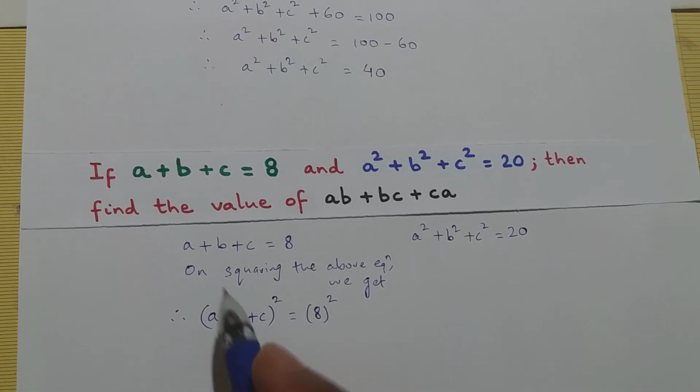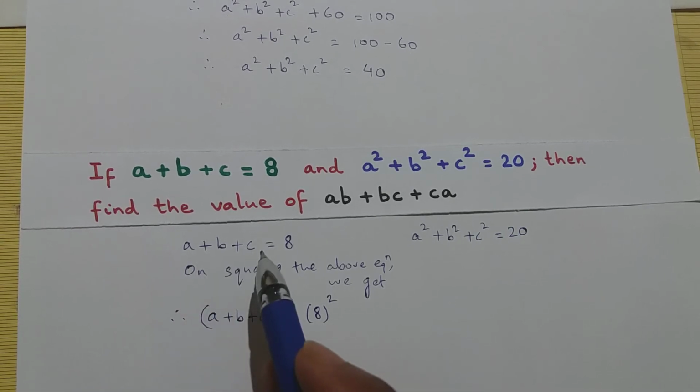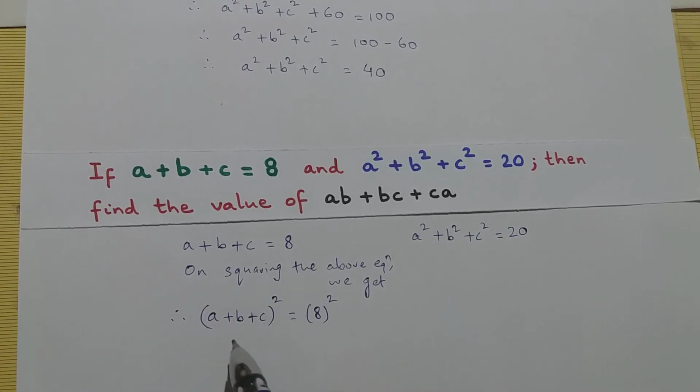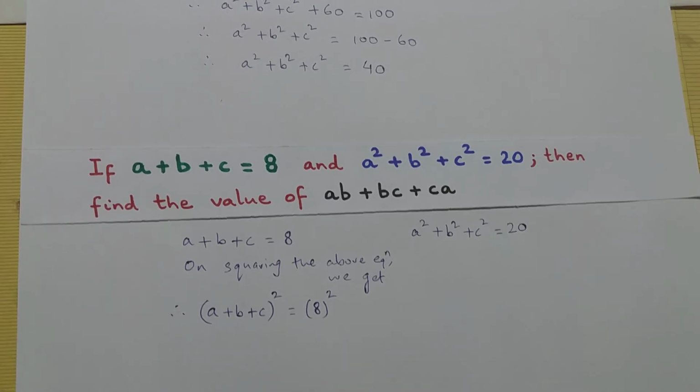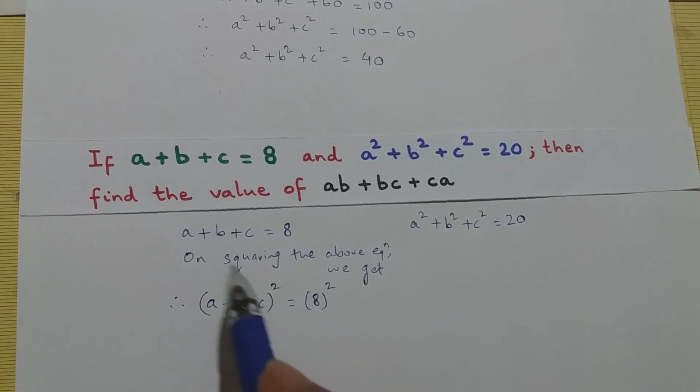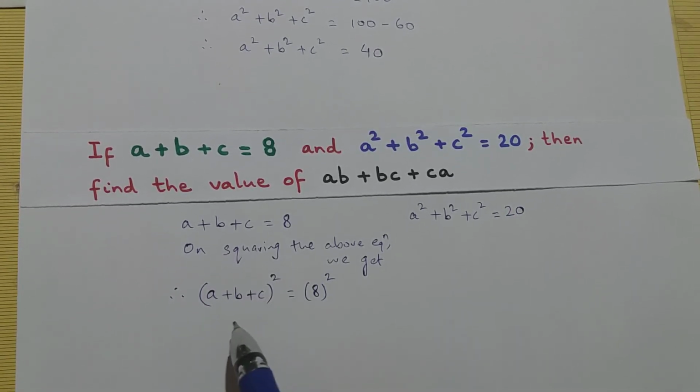So on squaring the equation a plus b plus c is equal to 8, we get (a plus b plus c) whole square is equal to 8 square. This is what we get when we square this equation. Now on the left hand side of the equation we have (a plus b plus c) whole square. So let us expand (a plus b plus c) whole square.